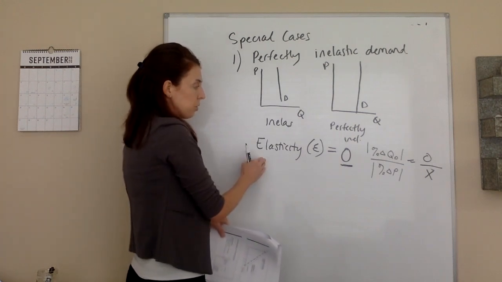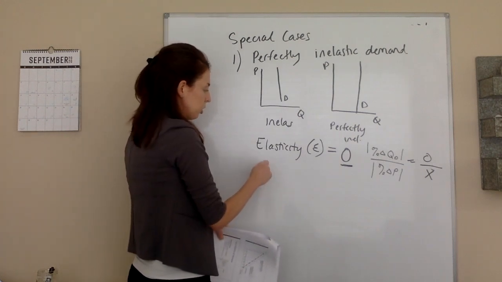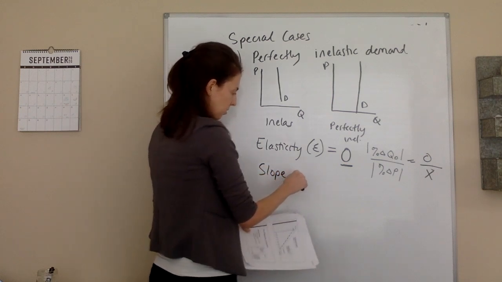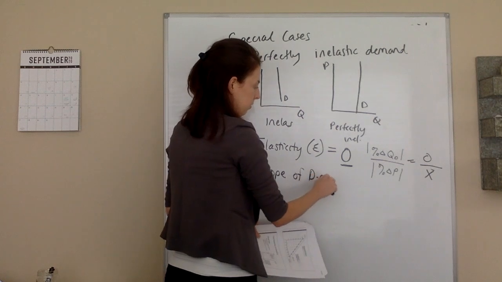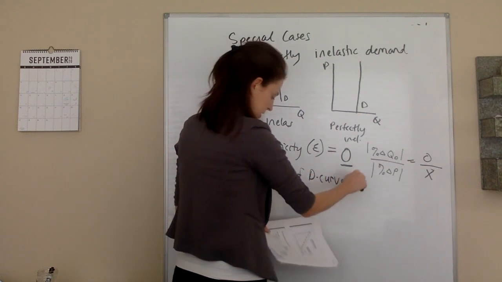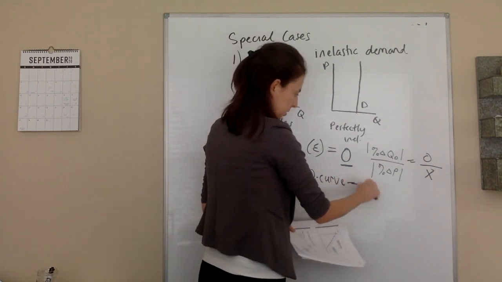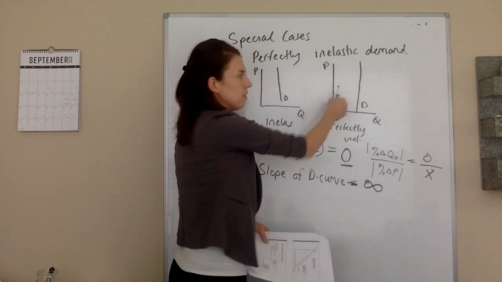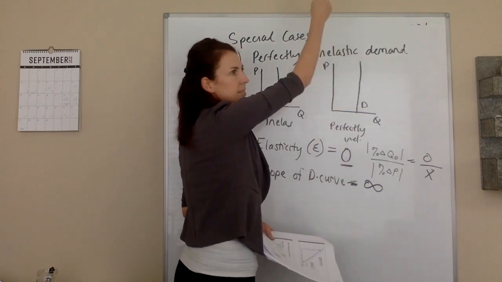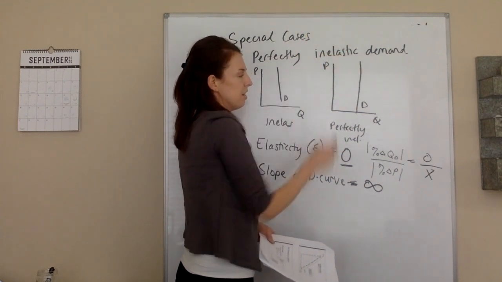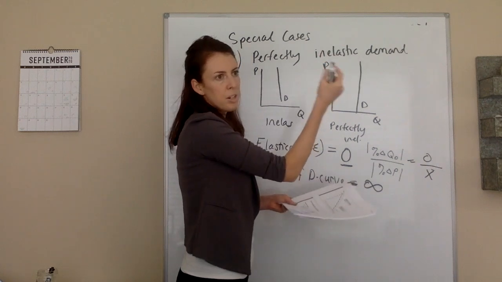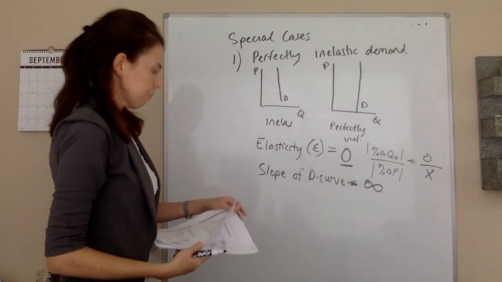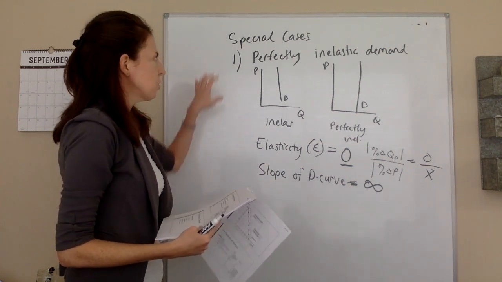Okay, so that's what's true of the elasticity number. What's true of the slope of the demand curve, I've already told you this, but I want to make sure it's in your notes, is that the slope is equal to infinity. A vertical line has a slope of infinity because you rise a lot, you run 0. If you're rising any number and running 0, that corresponds to a slope of infinity. Okay, so this is one end of the spectrum.